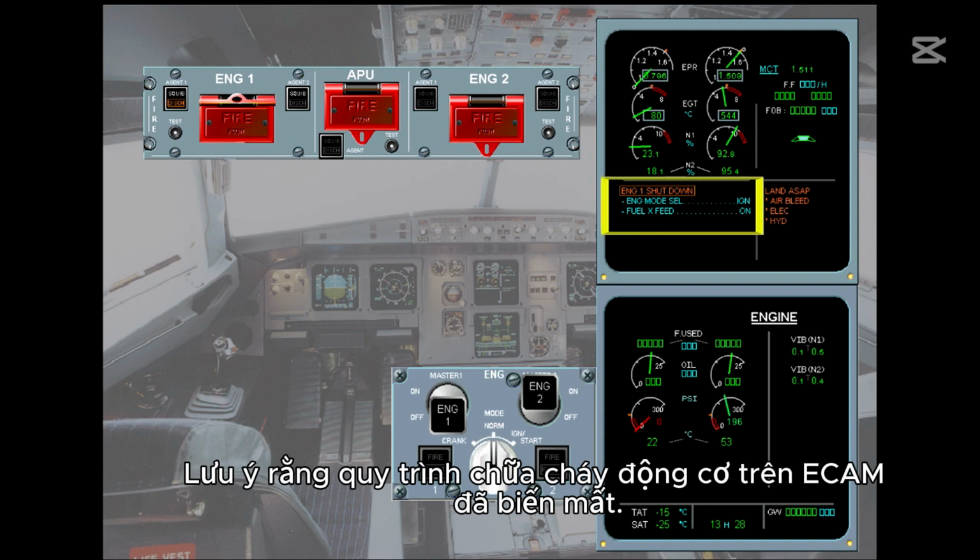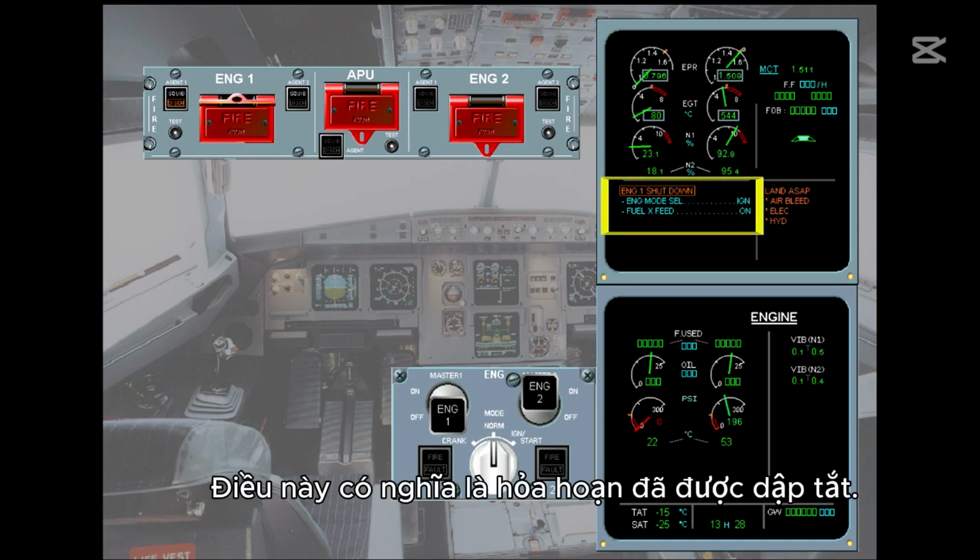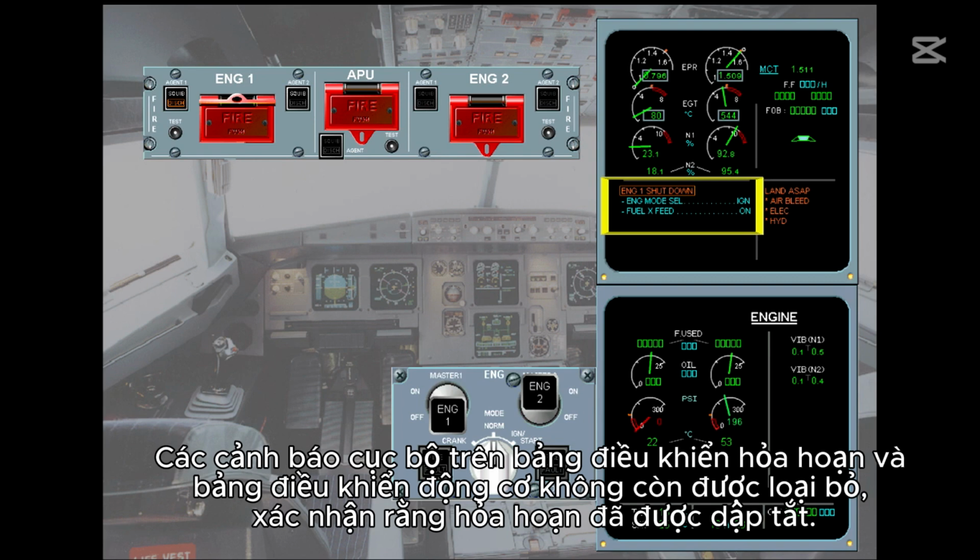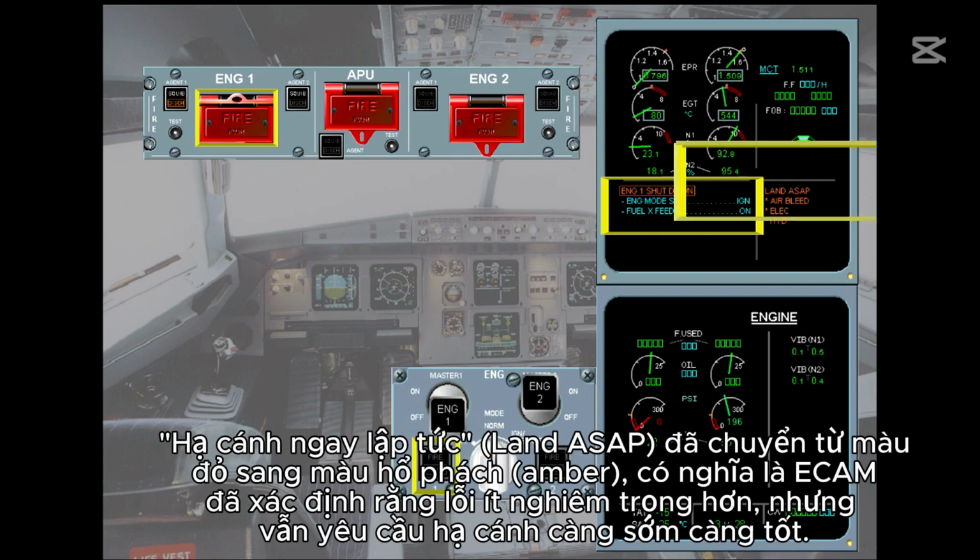Notice that the engine fire procedure on the ECAM disappeared. This means the fire is out. The local warnings on the fire panel and the engine panel are no longer illuminated, confirming that the fire is out. Land ASAP has changed from red to amber, which means that ECAM has determined that the fault is less critical, but still requires a landing as soon as possible.